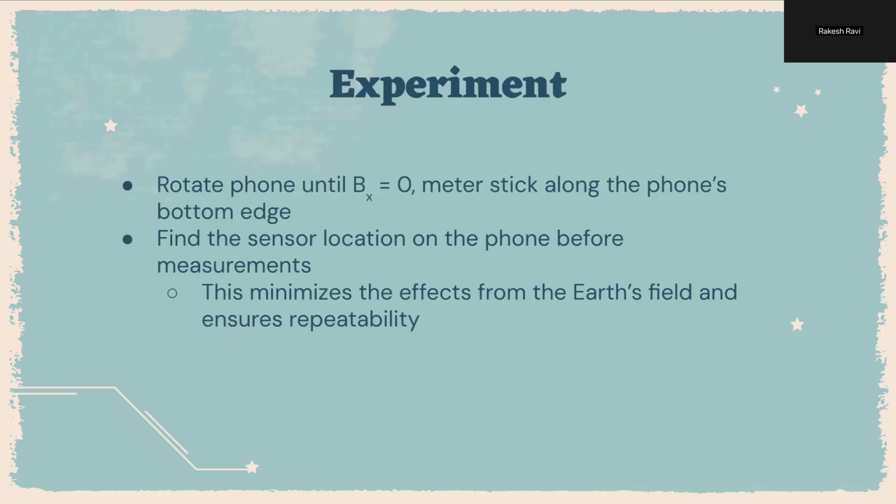Here's the experiment setup. To start, we rotated our phone until the x component of the magnetometer read about zero. This alignment made the magnet's field orthogonal to the Earth's magnetic field, minimizing interference. I then found the exact location of the phone's magnetometer sensor using the tape cross method. These steps ensured that each measurement used the same geometry and orientation for consistency.